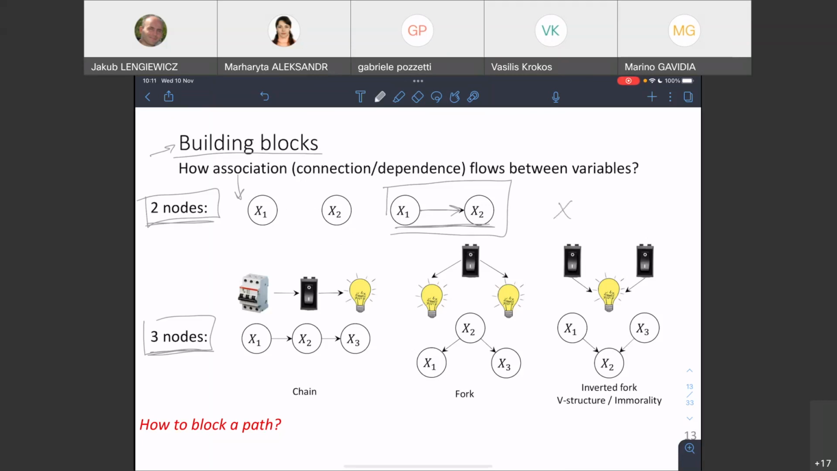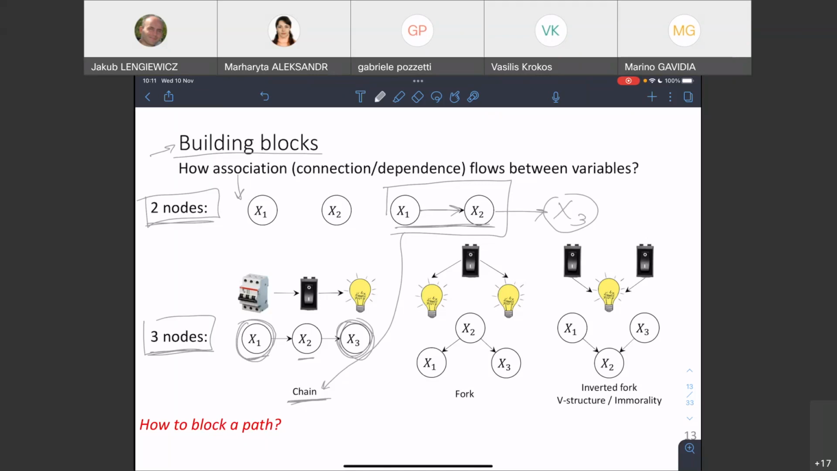One possible way is like this. And in this case, we will get a structure known as a chain. Now we know that two nodes that are directly connected will always have statistical association between them. The question is, will the statistical association flow between two nodes that are not directly connected, that have no direct causal relationship between them?